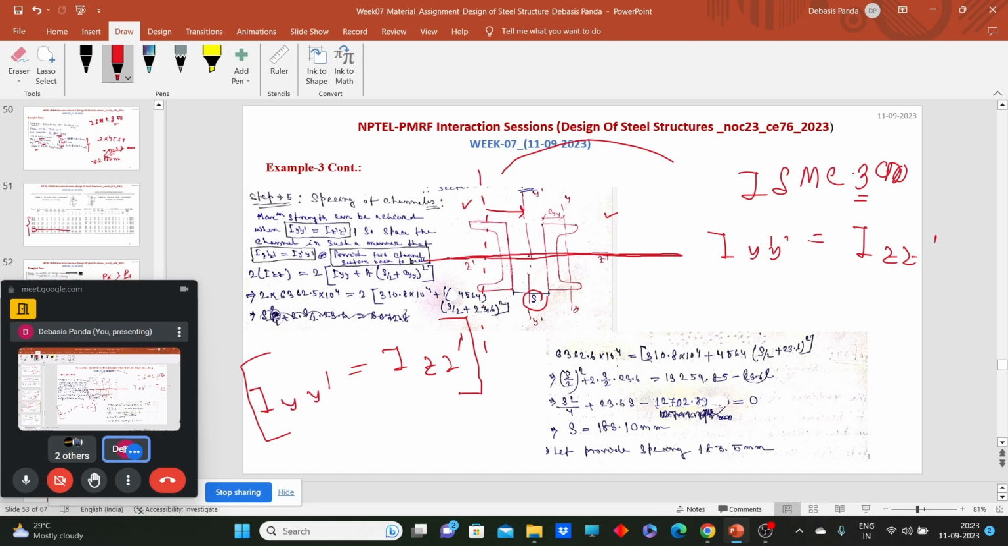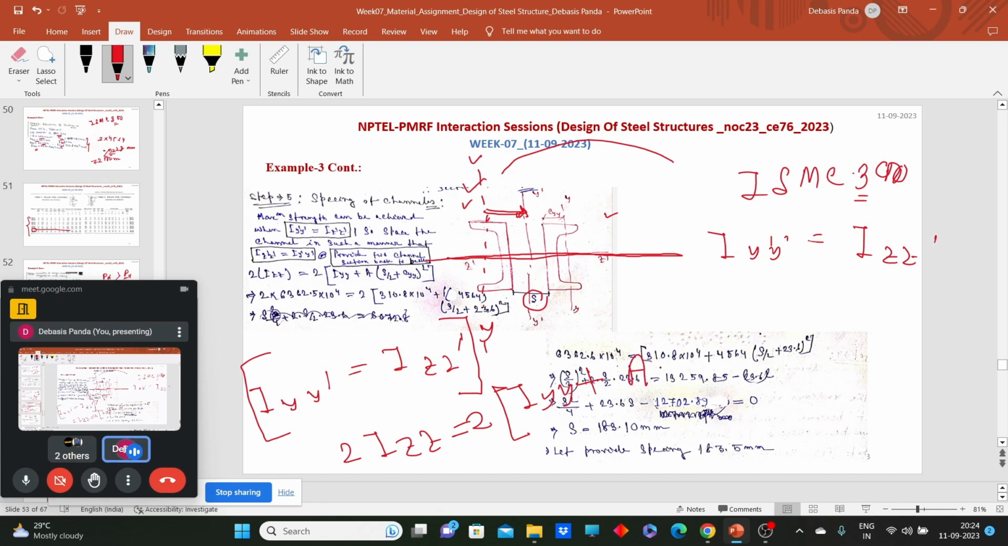Just for Izz dash, this will be 2 into Izz for individual members. Now we need to transfer this axis from here to here. So what will be that? We have two channel sections on two sides, so 2 into Iyy, that means the Iyy for the individual channel sections, plus now A into r square.